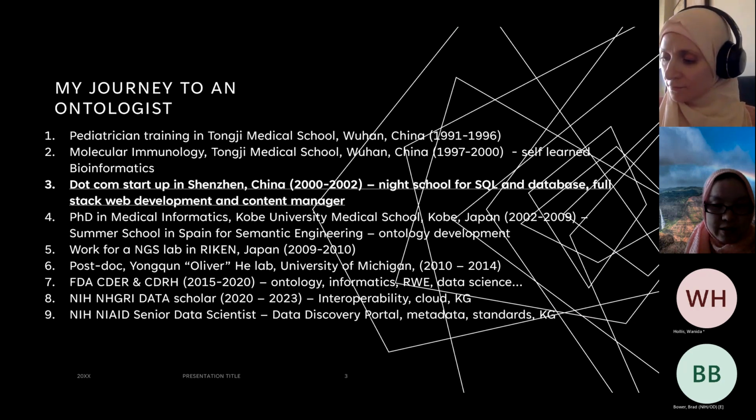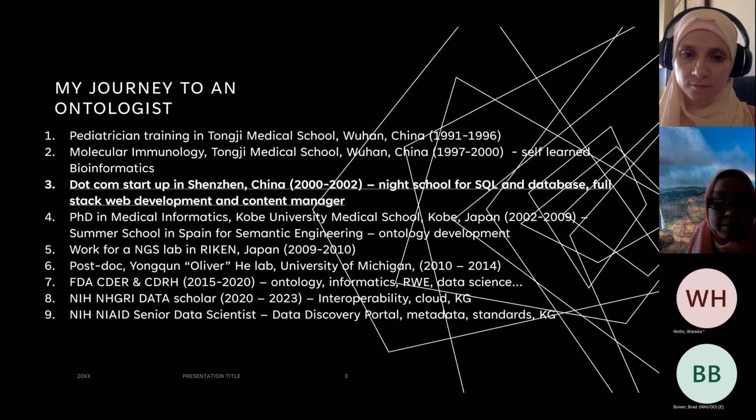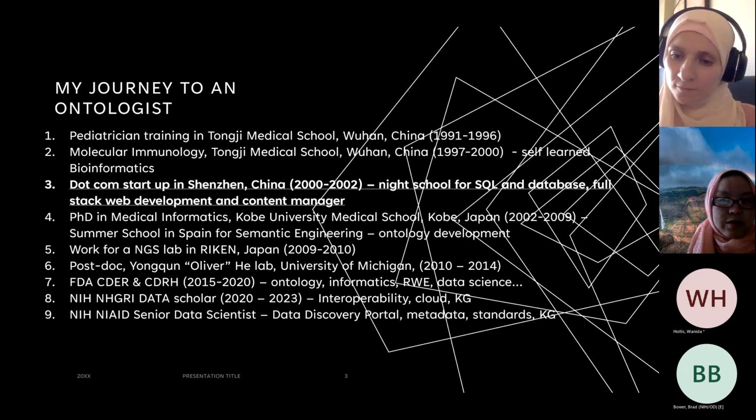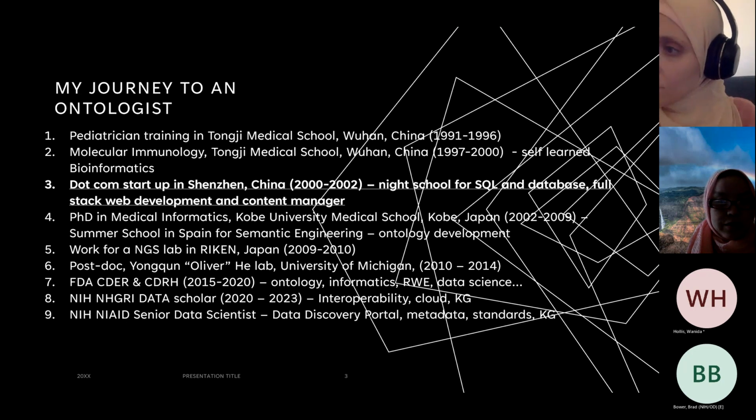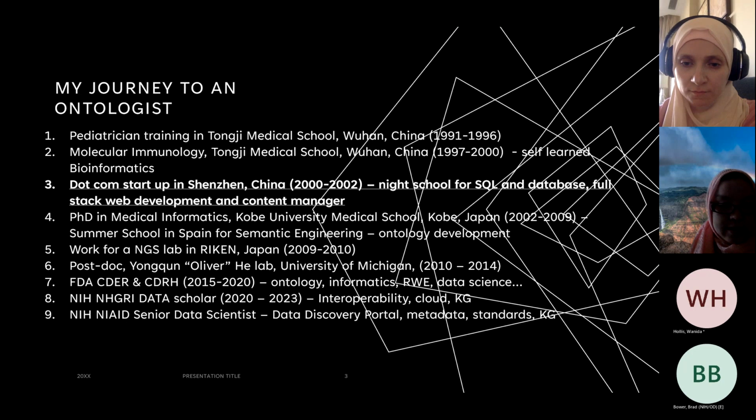So I just want to give a little introduction to my journey to becoming an ontologist. My training is in medicine and molecular immunology. I did not have any background in philosophy or computer science or data science when I studied, but I do like to learn things. When I graduated from my master's degree, I went to a .com company in China, and I learned about websites, and then I went to schools separately to learn SQL databases. After that, I went to do a PhD in medical informatics in Japan, where I needed to build a database for organizing the susceptibility genetic factors for diabetes.